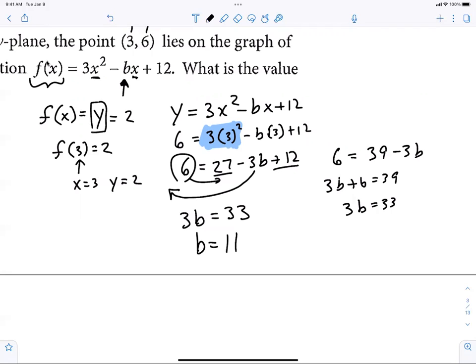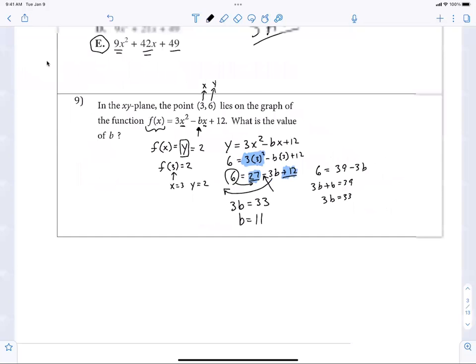11. Yes, ma'am. Quick. Where did the 12? We did 12 minus the 12. No. 27 plus 12. A lot of times kids make a mistake because they see this minus sign. So they think that's 27 minus 12. It's not 27 minus 12. It's 27 plus 12. All right. So that was kind of tricky.